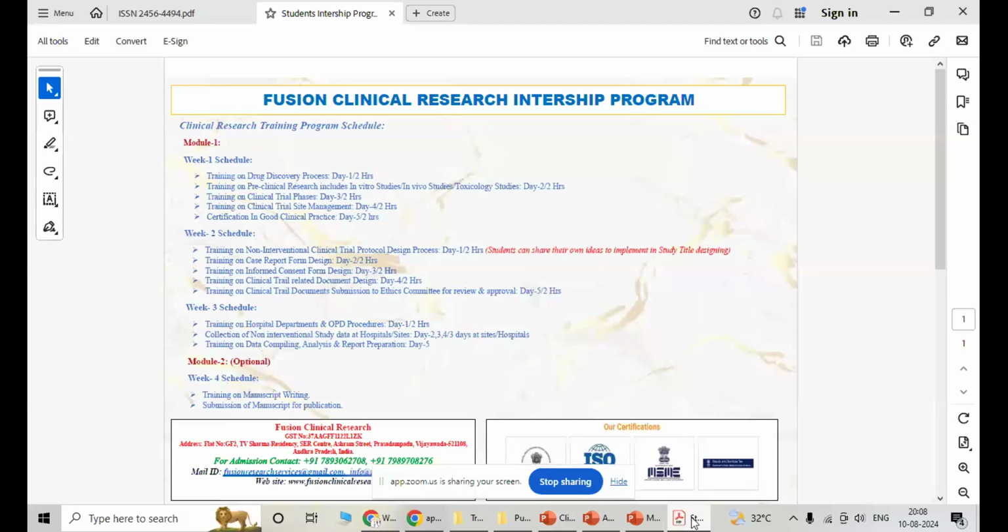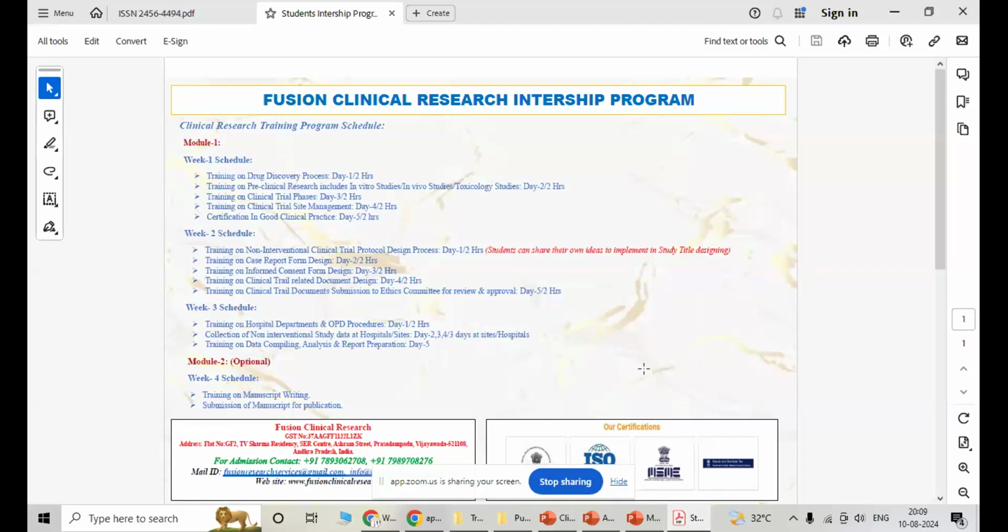Here, on day 5, you will compile the data, analyze it, and prepare the report. This is the sequence of a clinical trial, through which you get the appreciation and the knowledge in the live sessions. So compared to non-technical trainings, this comes under the technical trainings. Module 2 is optional, in week 4.